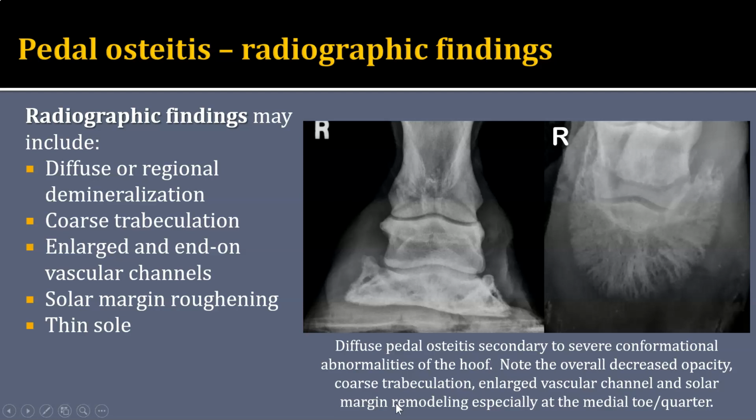However, the radiographic findings can look very similar to what we just looked at in chronic laminitis. So typically they'll be diffuse or regional demineralization with coarse trabeculation and changes to those vascular channels, so enlarged and end-on. And that, again, can be diffuse throughout or can be very focal depending upon where the lesion is. And then that solar margin can have resorption or roughening. We might identify a thin sole.